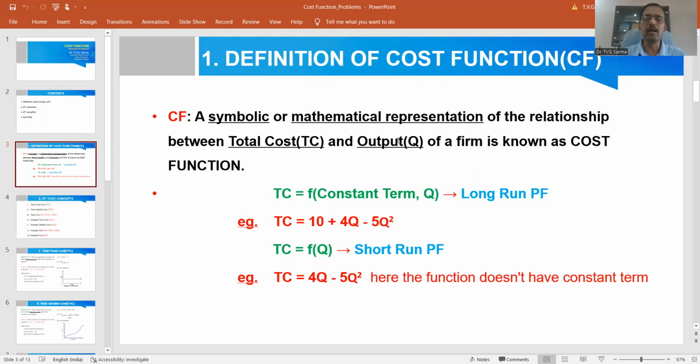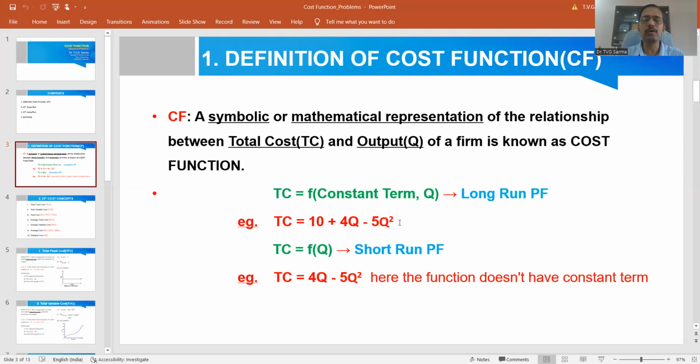Now, there are two ways in which we can represent the cost function, namely a long run cost function or a short run cost function. Firstly, let us see how we represent a long run total cost function. The long run cost function depends upon a constant term and the output. An example of a long run total cost function can be simply given as 10 plus 4Q plus 5Q square.